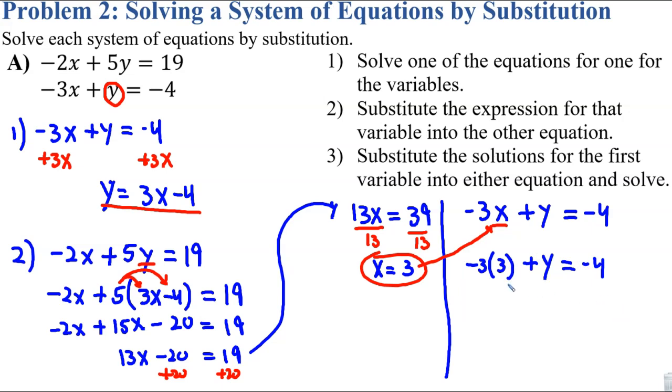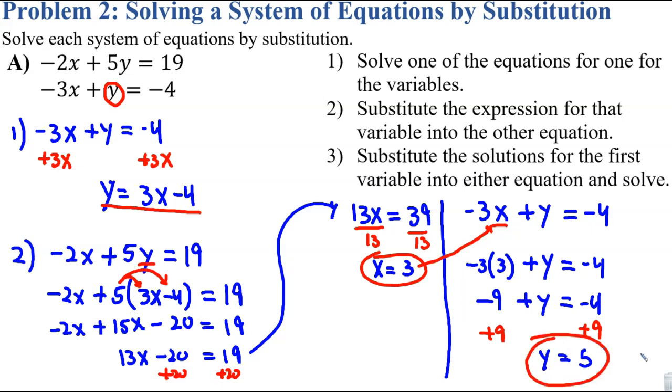And when I make substitutions, whether it's a full expression or just a number, I like to put it in parentheses. And then solving for y, we've got 9 plus y is equal to negative 4. I can then add the 9 to both sides, and we end up with y is equal to 5 for the other half of our solution. So the final answer, we could combine it and just say x equals 3, y equals 5. That's the solution to my system by substitution.